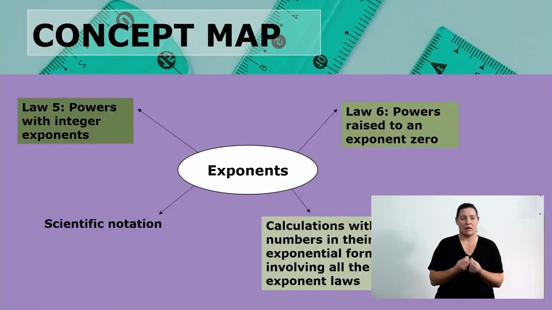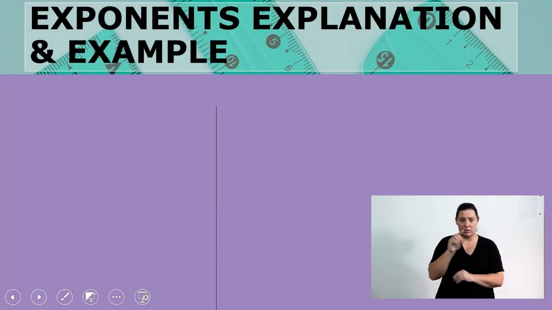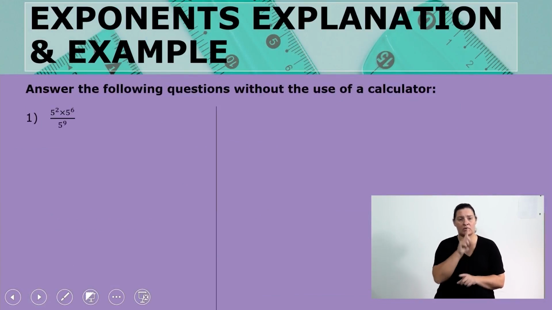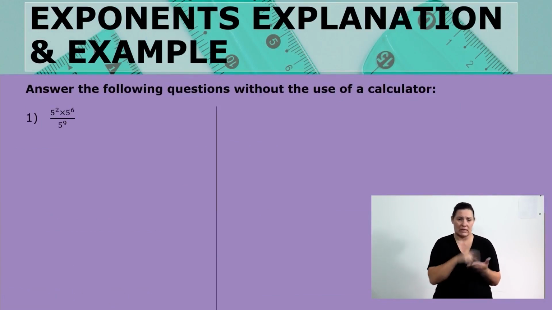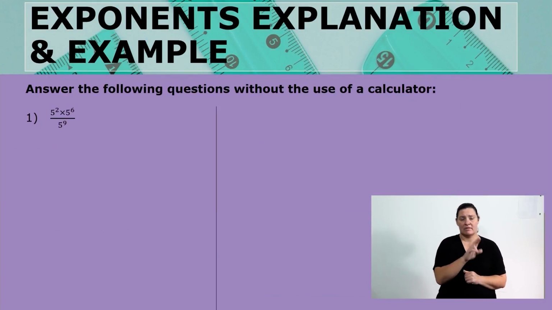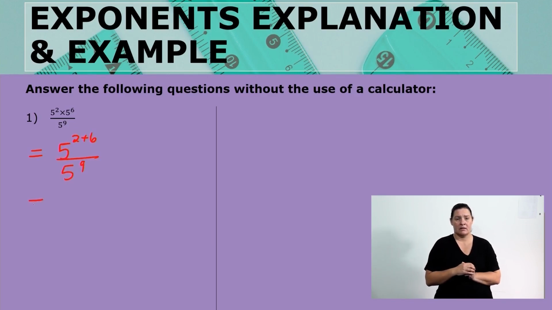Let's move on to calculations with all the exponent laws. So let's answer the following questions without the use of a calculator. We have there 5 squared multiplied by 5 to the exponent 6, and this is all divided by 5 to the exponent 9. We are going to say, because we have powers of the same base, this is going to lead us to add the exponents, which is going to give us 5 to the exponent 8 divided by 5 to the exponent 9.